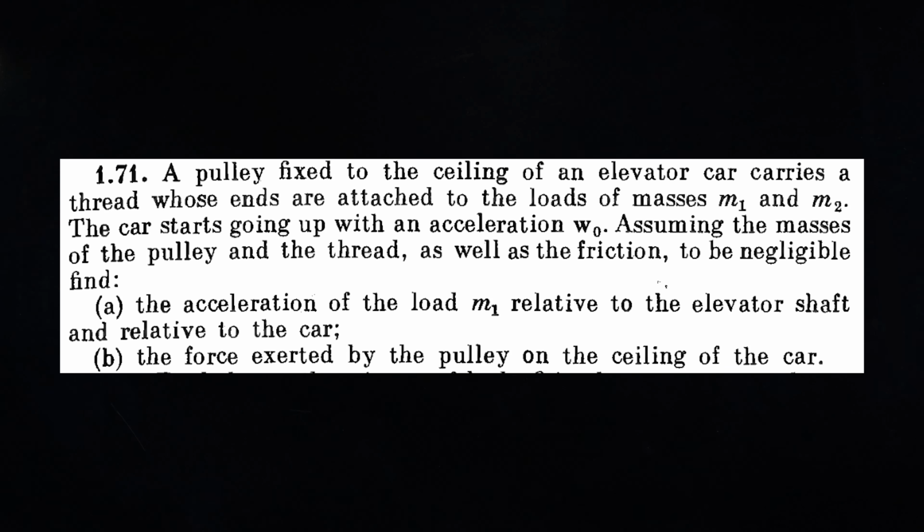Irodov problem number 1.71. A pulley fixed to the ceiling of an elevator car carries a thread whose ends are attached to the loads of masses m1 and m2. The car starts going up with an acceleration w0. Assuming the masses of the pulley and the thread as well as the friction to be negligible, find the acceleration of the load m1 relative to the elevator shaft and relative to the car, and the force exerted by the pulley on the ceiling of the car.